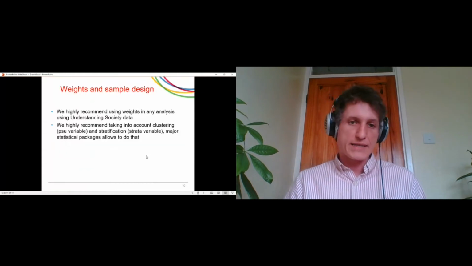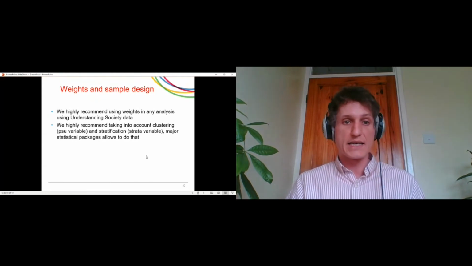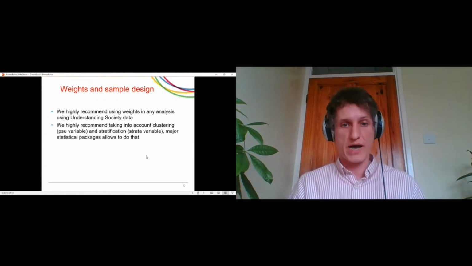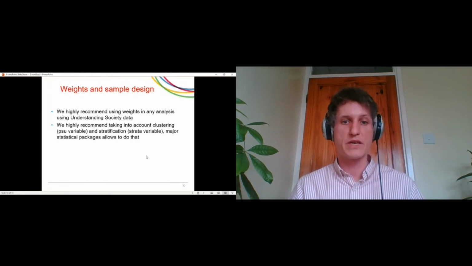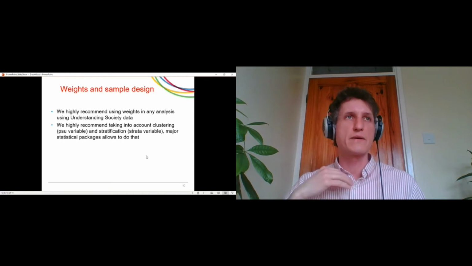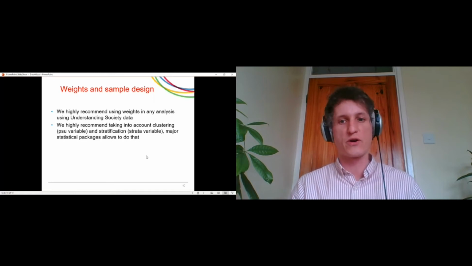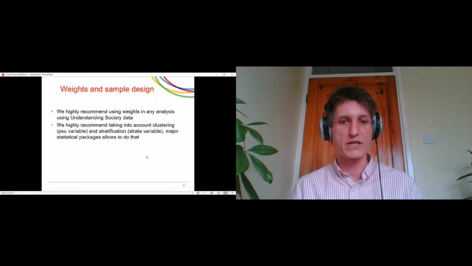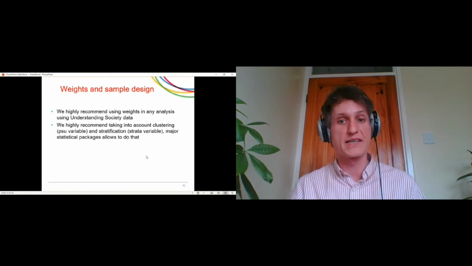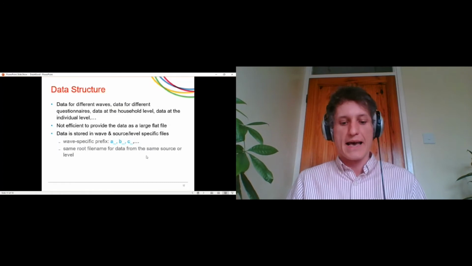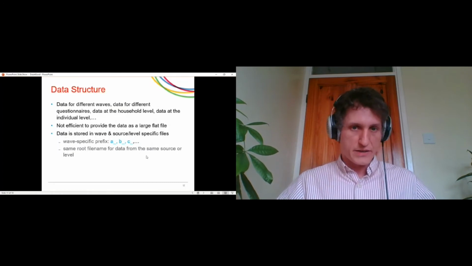And for the final word, we highly recommend using weights in any analysis using our data, and we also highly recommend taking into account clustering and stratification. There are two variables, PSU and strata. I mentioned earlier that some of our samples are clustered and stratified, and to get the most robust analysis possible, you need to use features offered by major statistical packages, which allow you to account for complex sample design, clustering, and stratification.